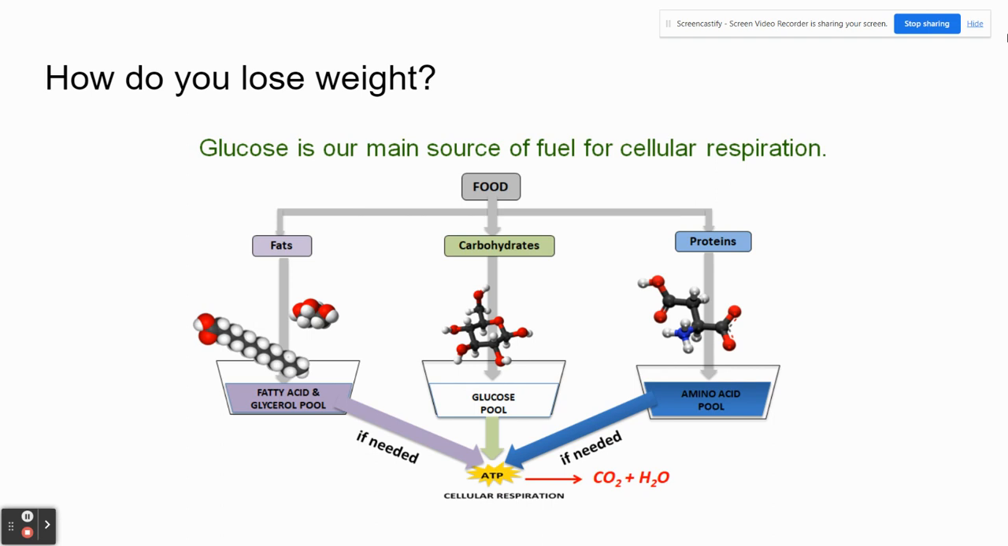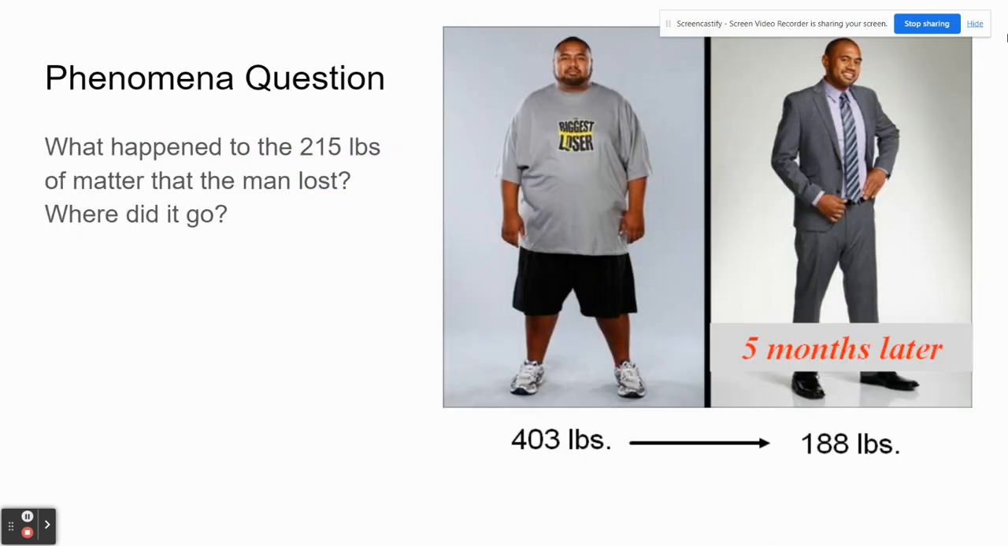Okay. So obviously your body runs on carbs, but when you're trying to lose weight, you may use up all those carbs in your bloodstream, and you're going to start to use other things to go through a type of cellular respiration. So that takes us to our phenomenon question, which is actually the short answer part of your quiz for this unit.